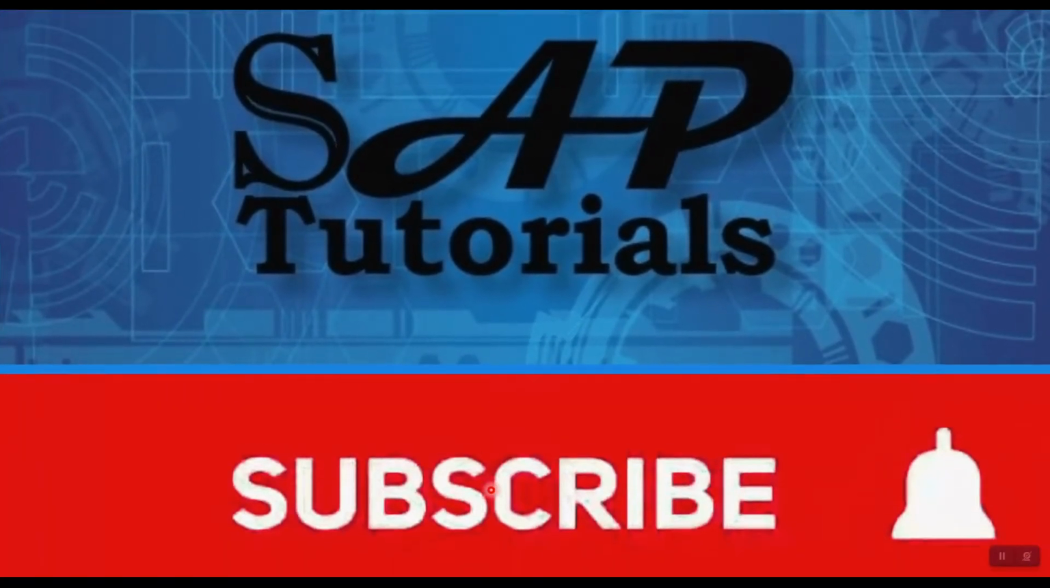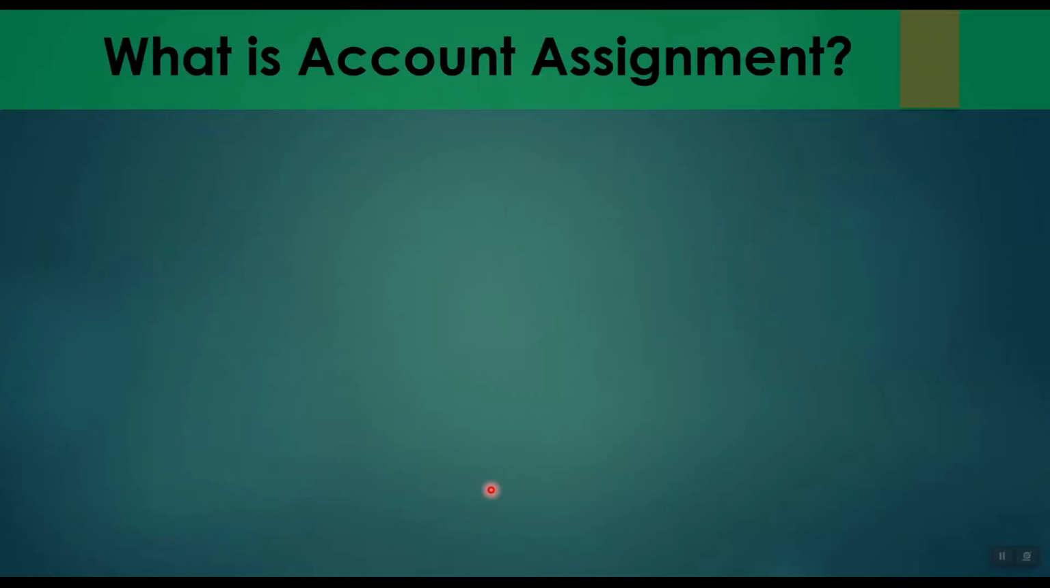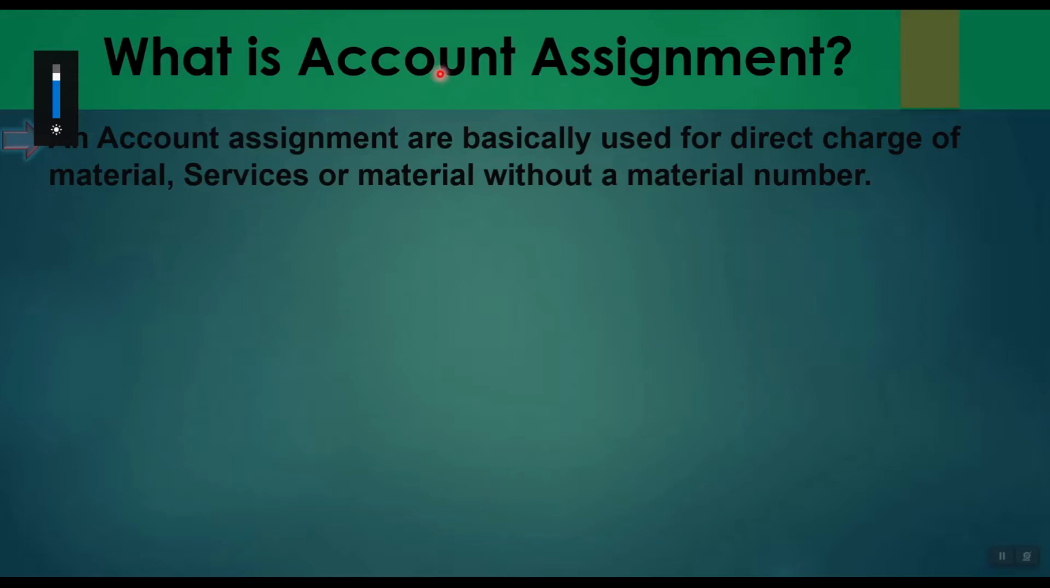So let's dive into the different PO types. Before going into that, we will see what exactly account assignment is. Account assignments are basically used for direct charge of material, service or material without a material number. If we use any account assignment, we can charge directly to a certain department or asset or WBS or project, or against any order or cost center. So there is no need to map any material with its GL or cost center elements, etc.